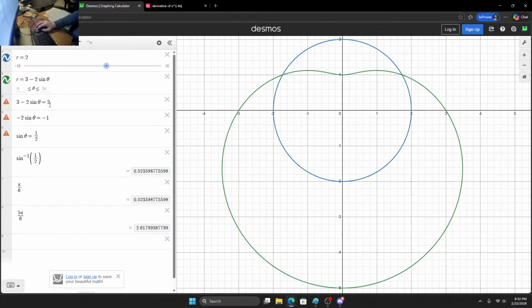So anyways, you take away 3 from both sides. 3 minus 2 sine theta equals 2. You take away 3 from both sides, you get negative 2 sine theta equals negative 1. So then you divide both sides by negative 2. If you divide a negative by a negative, you get positive, so sine theta equals 1/2.